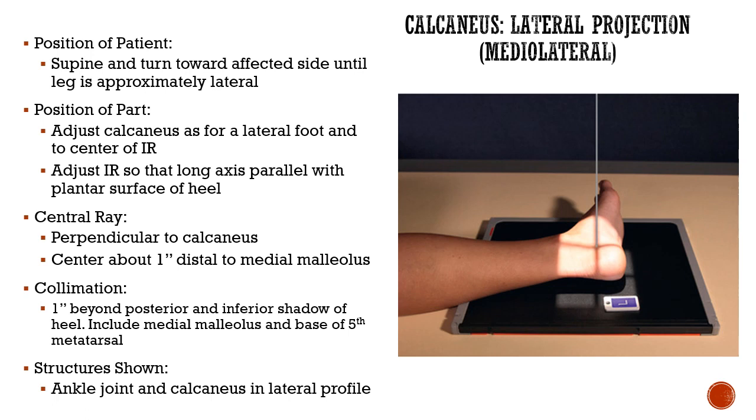On the lateral projection, we're going to perform a medial to lateral of the calcaneus. We're going to turn the patient until they're lateral. We're going to adjust the calcaneus as it would be for a lateral foot and center to the image receptor. And we're going to direct our central ray perpendicular to the calcaneus, which is about 1 inch distal to the medial malleolus. We're going to collimate 1 inch beyond the posterior inferior shadow of the heel and include the medial malleolus and the base of the fifth metatarsal. So we can see the ankle joint and the calcaneus in lateral profile.